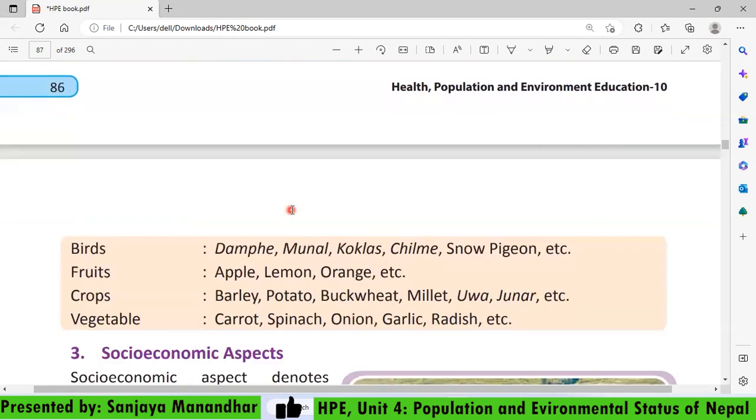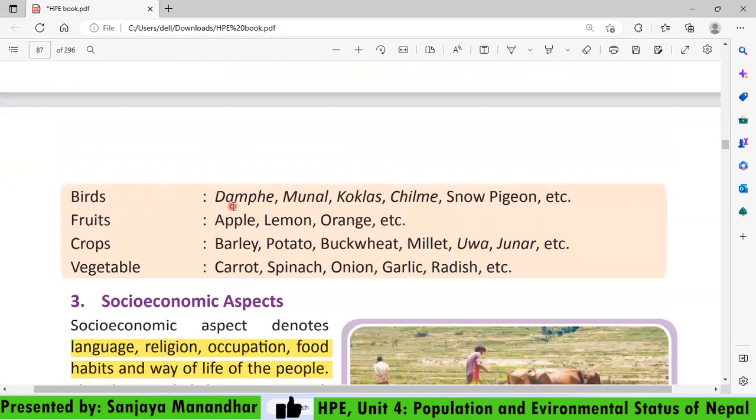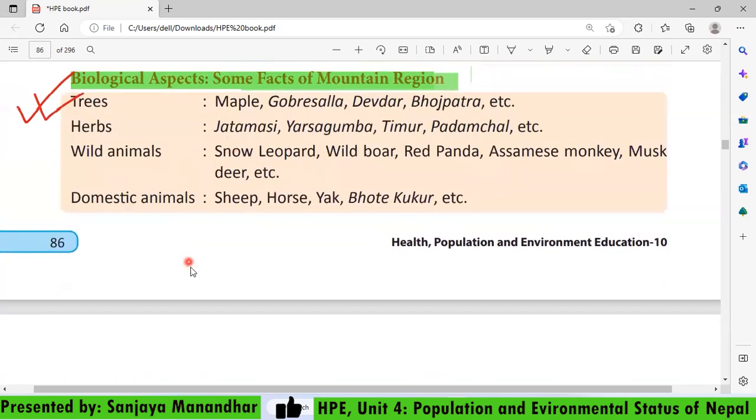Okay. Now birds, what type of birds? Danphe, D-A-N-P-H-E. Here it became M, actually it is Danphe, Munal, Coquelin, Silme, Snow Pigeon. Fruits: apple, lemon, orange. Crops: barley, potato, buckwheat, millet, uva, junar, etc. Vegetables: carrot, spinach, onion, garlic, radish. So these points, you note them and remember. Okay, are you all clear?